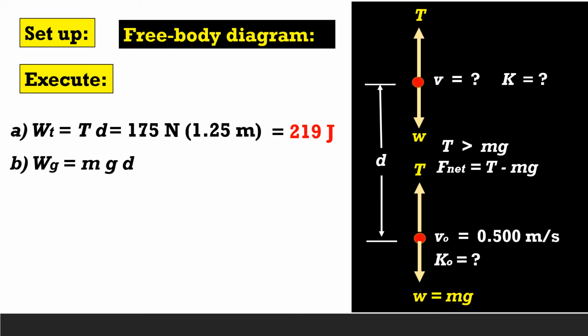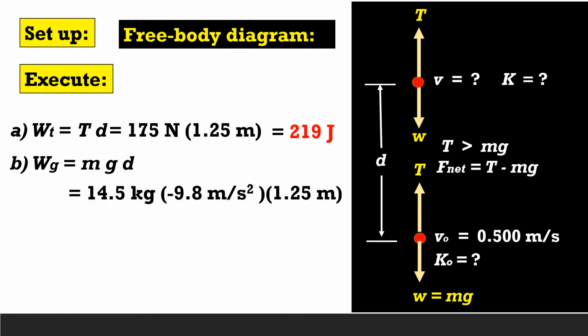Okay. Next, for the work done by gravity, we simply multiply the mass by the acceleration due to gravity. That's in fact the weight of the crate, and if we multiply it by the displacement, we get the work done by gravity. That is equal to 14.5 kilograms multiplied by negative 9.8 meters per second squared, multiplied by 1.25 meters as the displacement. We get a negative work equal to negative 178 joules. Why is this negative? Well, we know that the force of gravity is directed downward, but the displacement of the crate is upward. So the work done by gravity is negative.